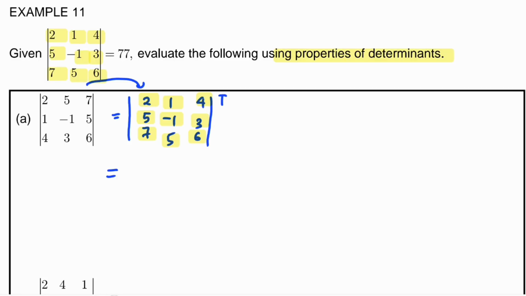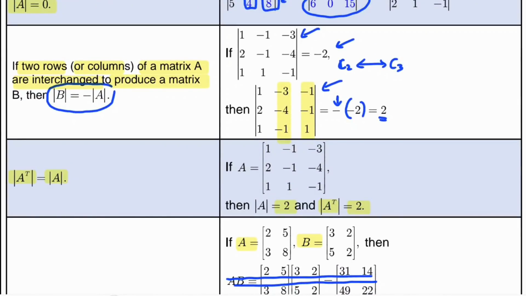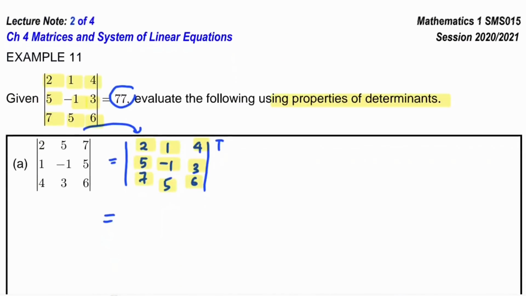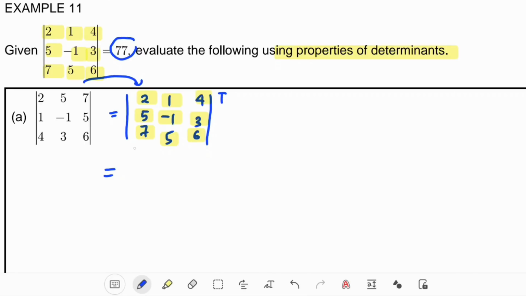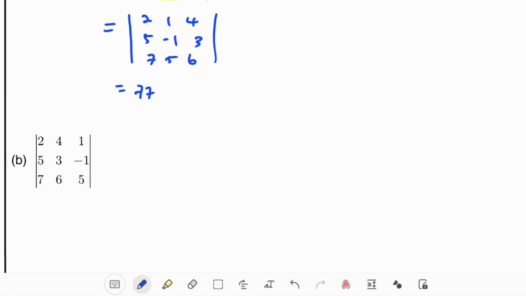Since the determinant of this matrix is 77, by applying one of the properties we have discussed, the property we need to use here is this one. Since the determinant of A transpose is equal to the determinant of A, the determinant of the transposed matrix is equal to the determinant of 2, 1, 4, 5, -1, 3, 7, 5, 6, which is equal to 77. It's just the same.